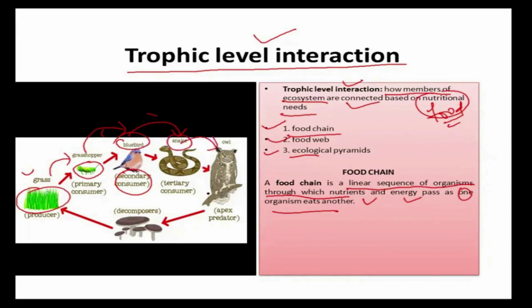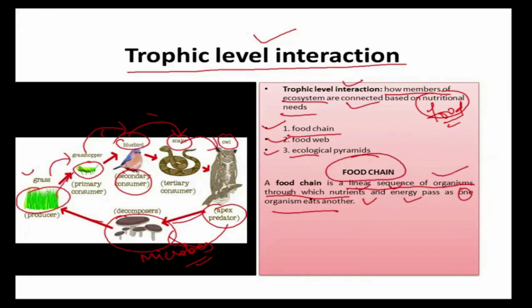Now energy flows from this grasshopper to the bluebird, then again the snake will eat this bluebird. So there is transfer of energy. Finally, this is a top carnivore or apex predator, and after its death, the decomposers, which can be microbes like bacteria and fungus, degrade or decompose the dead animal. That's how they are related. So it makes a chain, which is called a food chain. This is a linear sequence of organisms through which nutrients and energy pass from one organism to the other.